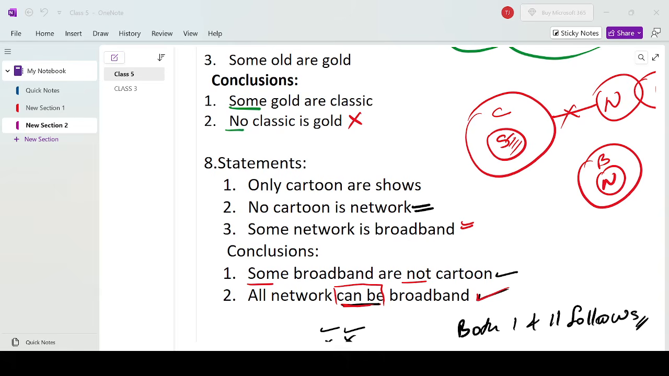So for today, it was a simple class. All the remaining topics were easy, except syllogism, which might take some time. In the next class, definitely we will talk about direction, syllogism, direction, seating arrangement and puzzles, right? From last year seating arrangement has started, which might be a bit new for you guys also.